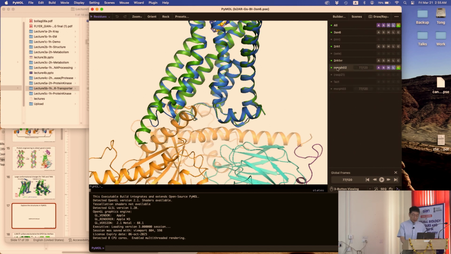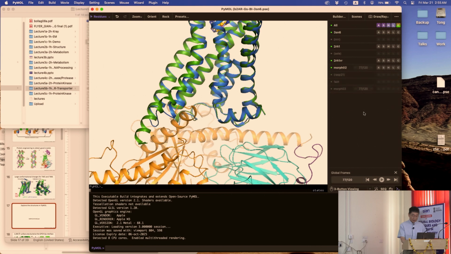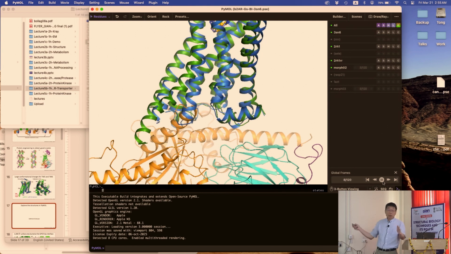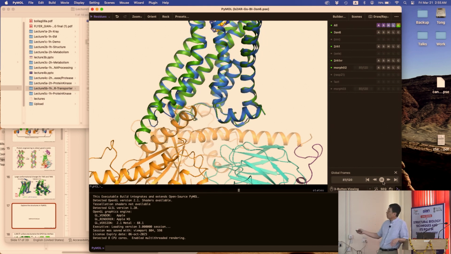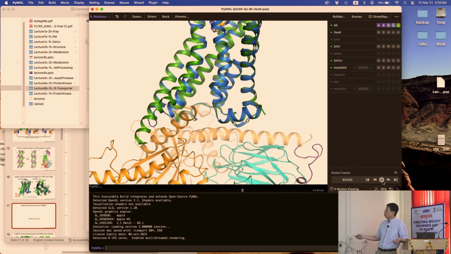Okay, here's the morphing back and forth. You can see between the inactive state, which is in blue, same color scheme as they did, and green, the active state. You can see that dramatic change. You can also see that putting the G alpha right here, it's actually clashing into the inactive state. So there is no binding site for G alpha in the inactive state, and this conformational change is essential for allowing that to bind.